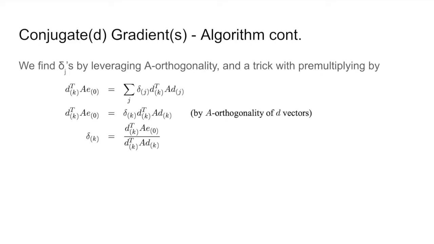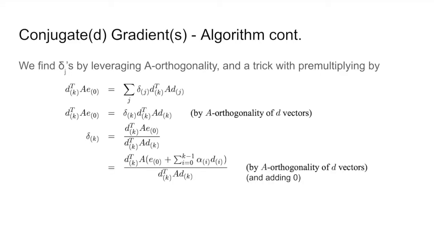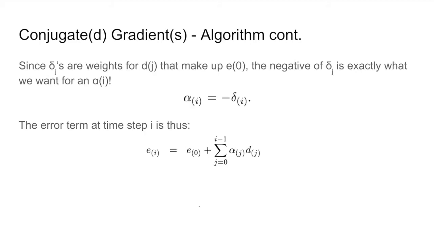Now we do a fancy version of adding 0. And we realize the term inside the brackets is actually our error at time step k. Now that we have a way of calculating delta_j's, we notice that delta_j's are weights for d_j, which sum up to our overall error, e_0. So what we can do is simply take the negative of these delta_j's as our step size.